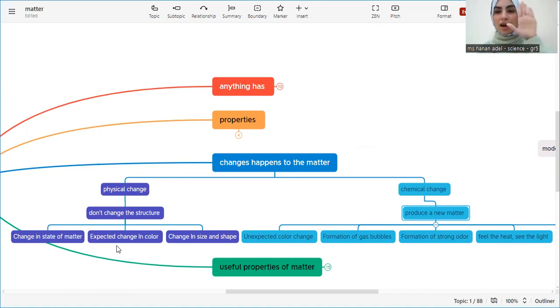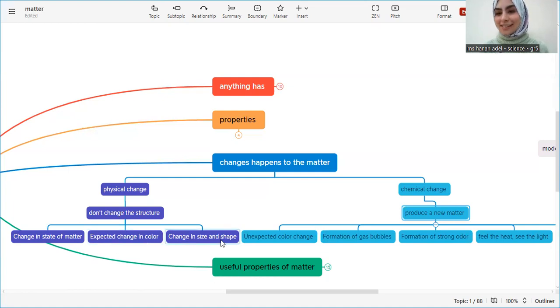Expected, so I color this paper with a red color, so you expect it will be red. If it will not be red, then this is an unexpected thing. I color it with a blue one, so it has to be blue. I paint the wall here behind me with a black color, so it has to be black. This is an expected change in color. If I did this, so this is a physical change.